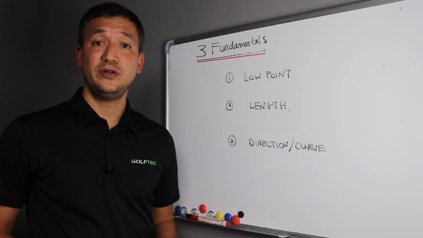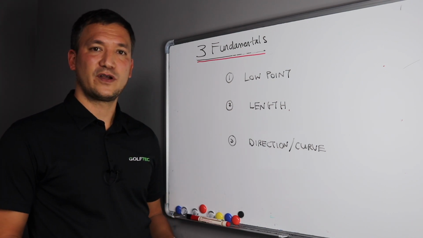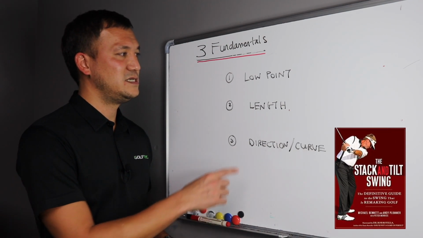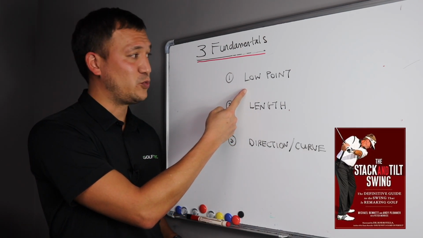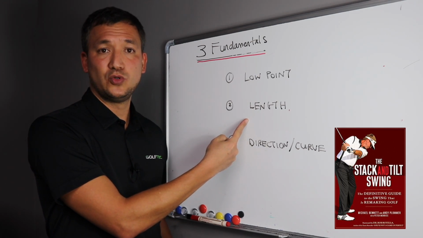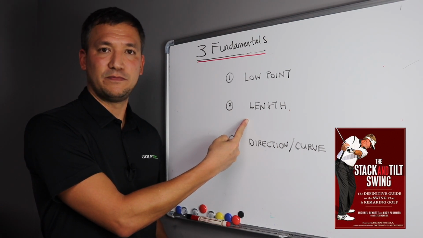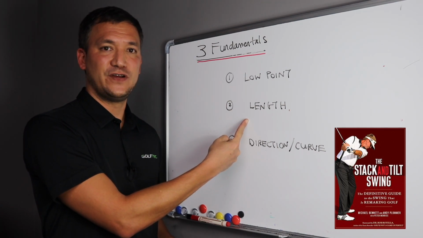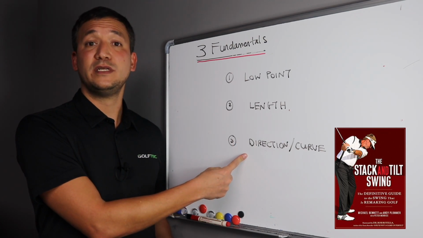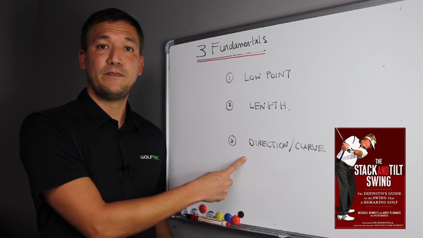As I have already alluded to in previous videos, the 3 fundamentals of golf according to the stack and tilt system consist of a player's ability to control the lowest point of his swing, that player's ability to produce sufficient length in order to play a golf course efficiently, and finally the fundamental that we will be discussing today, that player's ability to produce a repeatable curve.